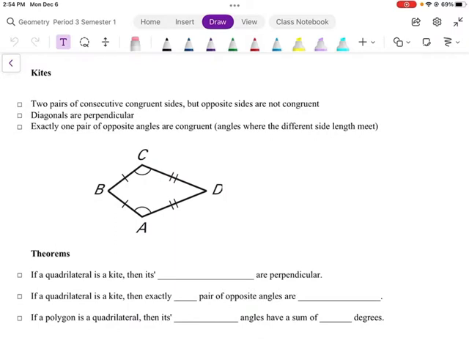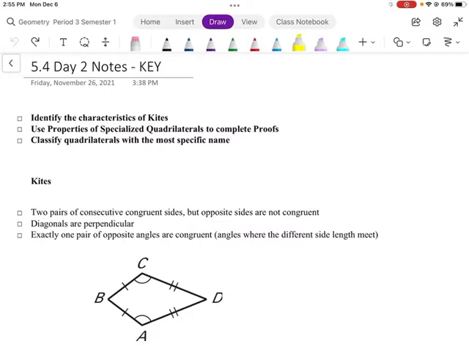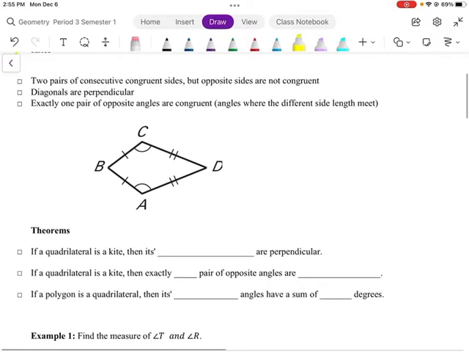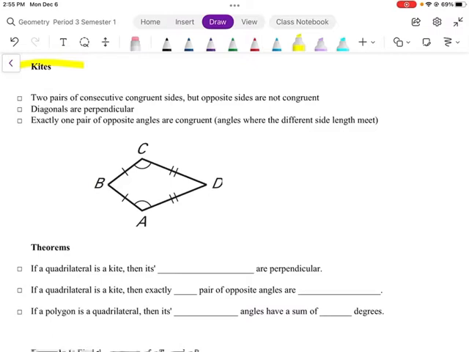So to start off with, we are going to have kites. And kites have two pairs of consecutive congruent sides. So unlike a parallelogram where the sides were opposite of each other, these congruent sides are going to be right next to each other, or consecutive. And then we're going to have diagonals that are perpendicular. So if we draw the diagonal lines in here, they are going to form 4 right angles for our diagonals.